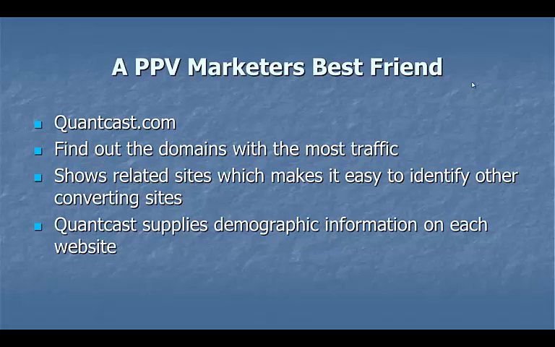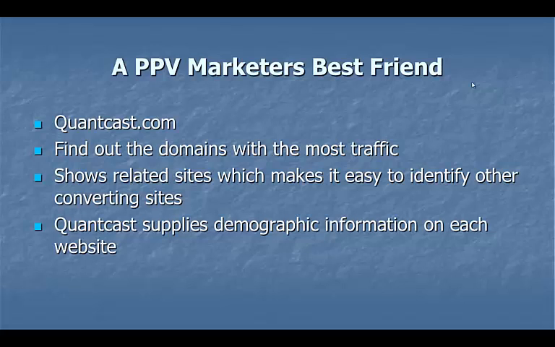So what you want to do is make sure that you're constantly testing and tracking to see what offers convert for what domains. This is one strategy that you can just work with all day: look at what domains get the most traffic and figure out how to make that domain profitable with a CPA offer. The other thing I like about quantcast.com is that they show related sites, which makes it easy to identify other converting sites.